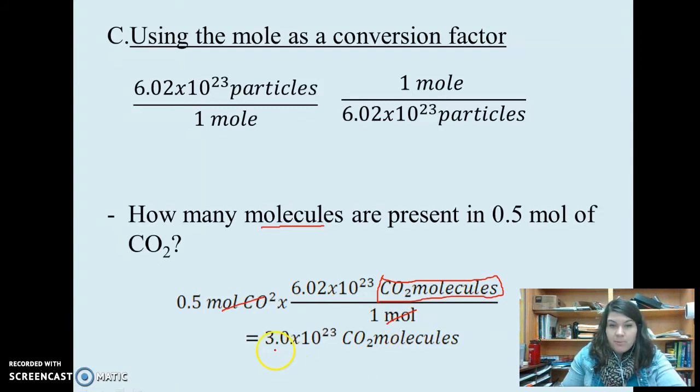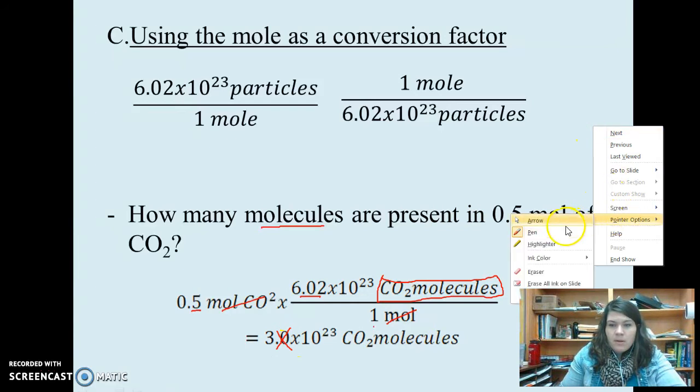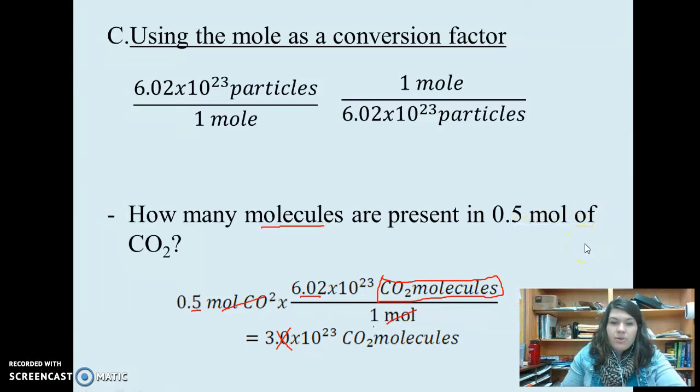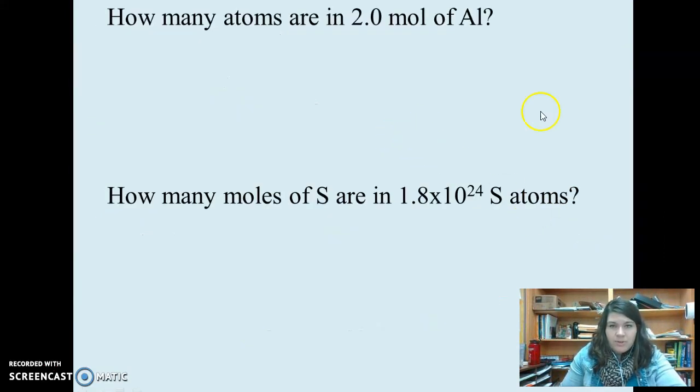But you'll notice we have to always think about sig figs. I have 1 sig fig here, 3 sig figs here. We can ignore the 1. So my answer can actually only have 1 sig fig, so I'd want to drop off that 0.0. All right, your homework today is just going to be one-step problems. So let's do another example.